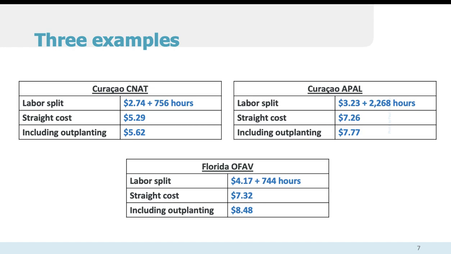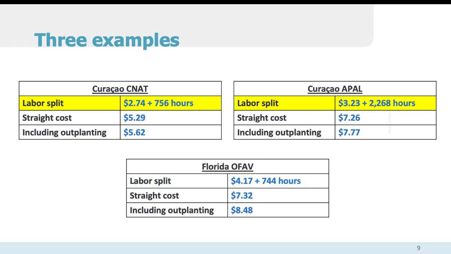A few things that I think are pretty interesting to start with. Between Curacao and Florida, the number of hours needed to do this work is pretty similar across the 2, but that base cost is significantly different. And this is a logistical artifact. In Curacao, they're very lucky to be able to drive to the site and swim out to the reef. In Florida, you can't do that. You have to use a lot more boats and a lot more boat hours, and so that cost is included in that, and you see that represented.